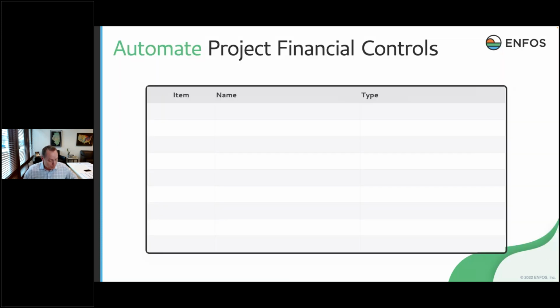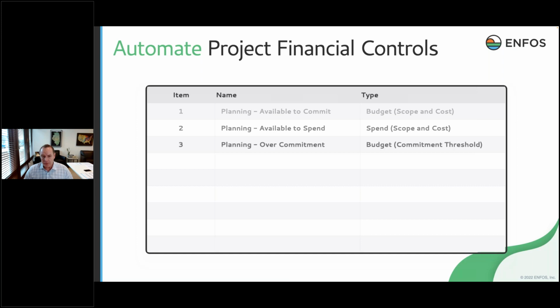All right, my next principle is automating financial controls. This is principle number 7, automating project financial controls. I have 9 of them on here. I'm going to go through these pretty quickly. A financial control around your available to commit. That's a budget control for both scope and cost. Let me get through these, and then I'll come in and just point out a couple notes.